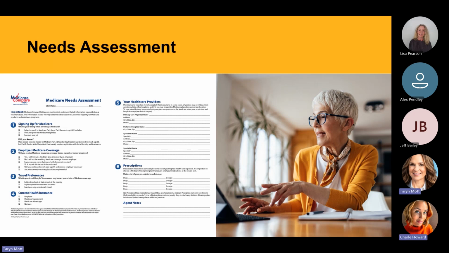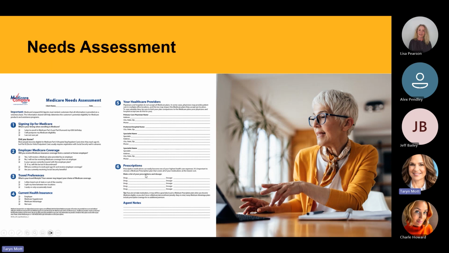The answer is yes. Because there's no network in a supplement. Correct. So whenever we talk about terminations and plans no longer being available in a certain hospital system or a doctor's, that is specific to Medicare Advantage.